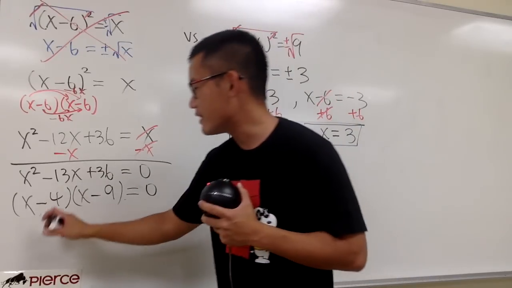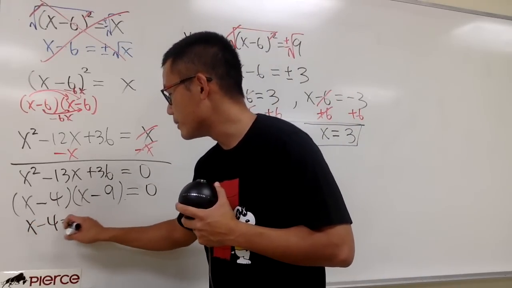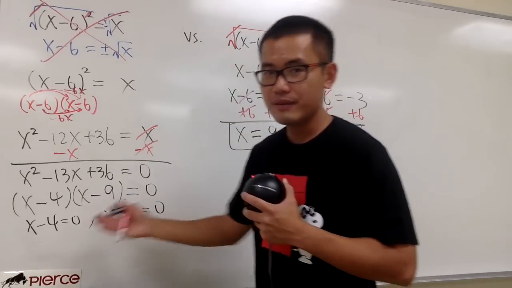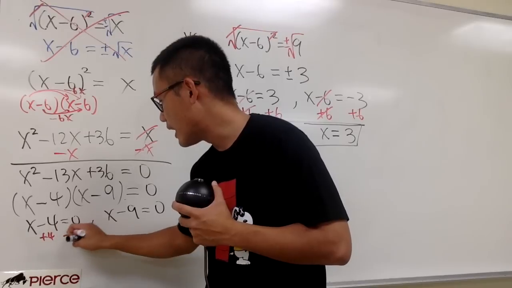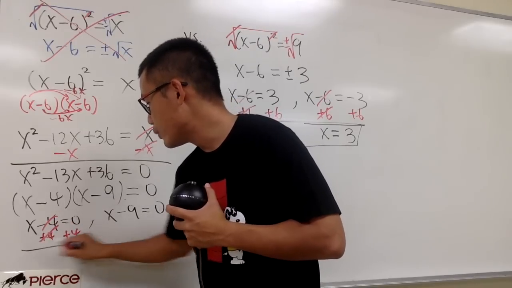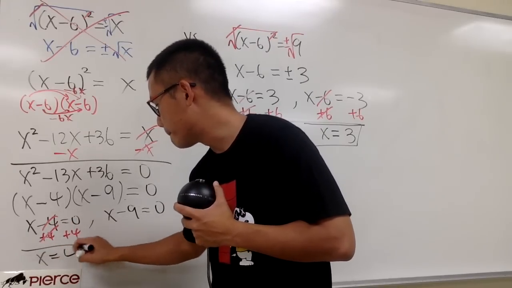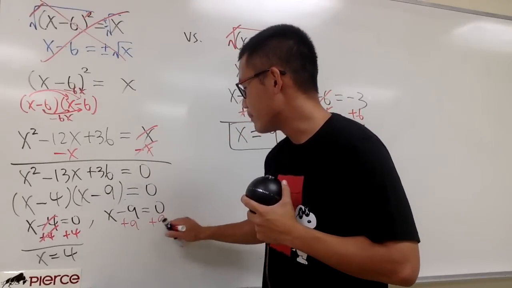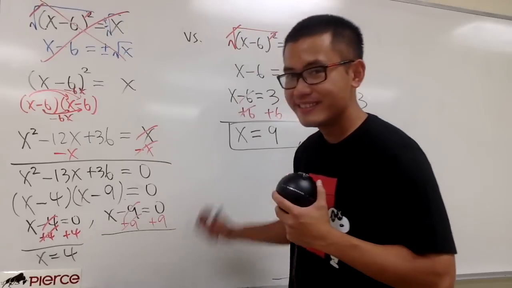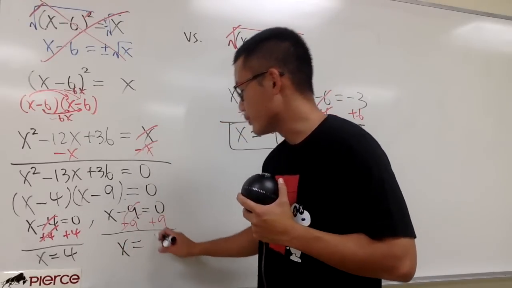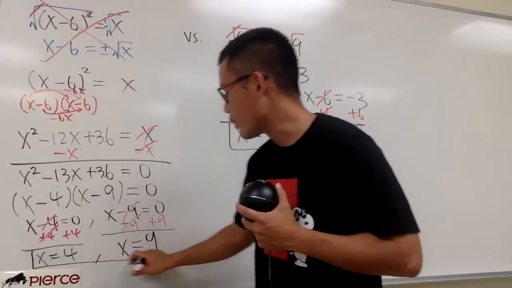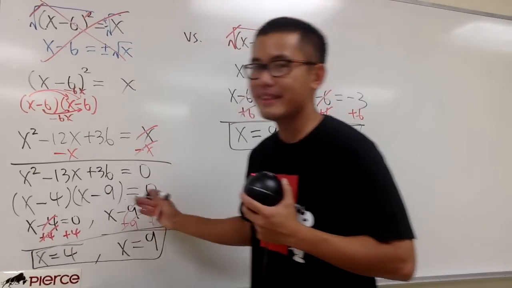And now we can just set the first factor, x minus 4, to be 0, and the second factor, x minus 9, to be 0. For the first one, you add 4 on both sides. And then we'll end up with x equal to positive 4. And for the second one, we add 9 on both sides. And then we end up with x equal to positive 9. And here are our two answers for this one, 4 and 9.